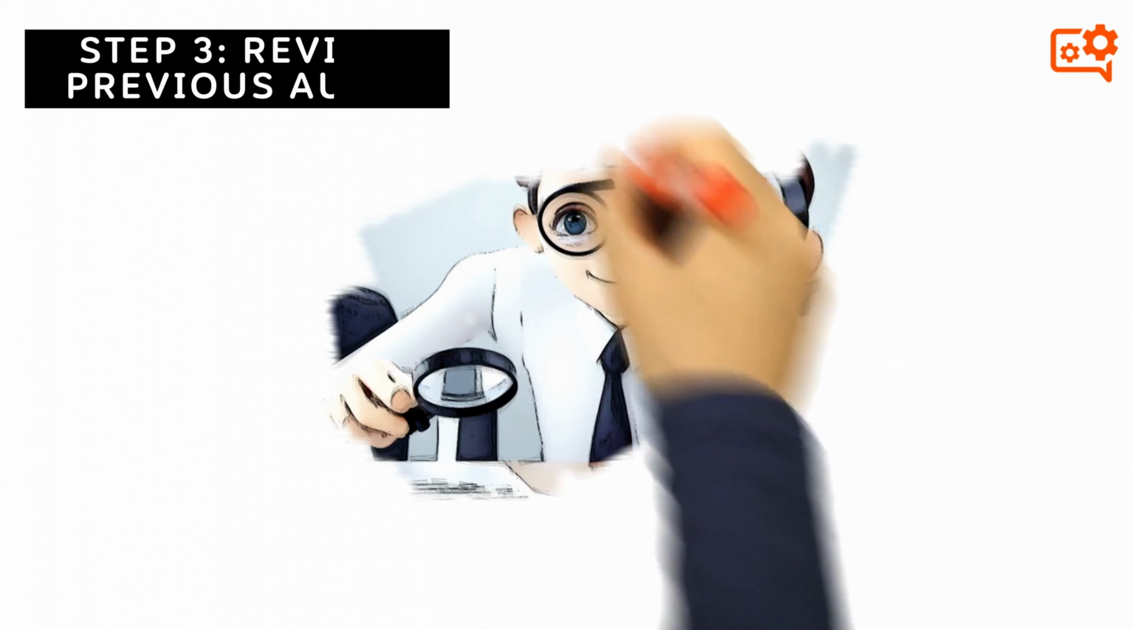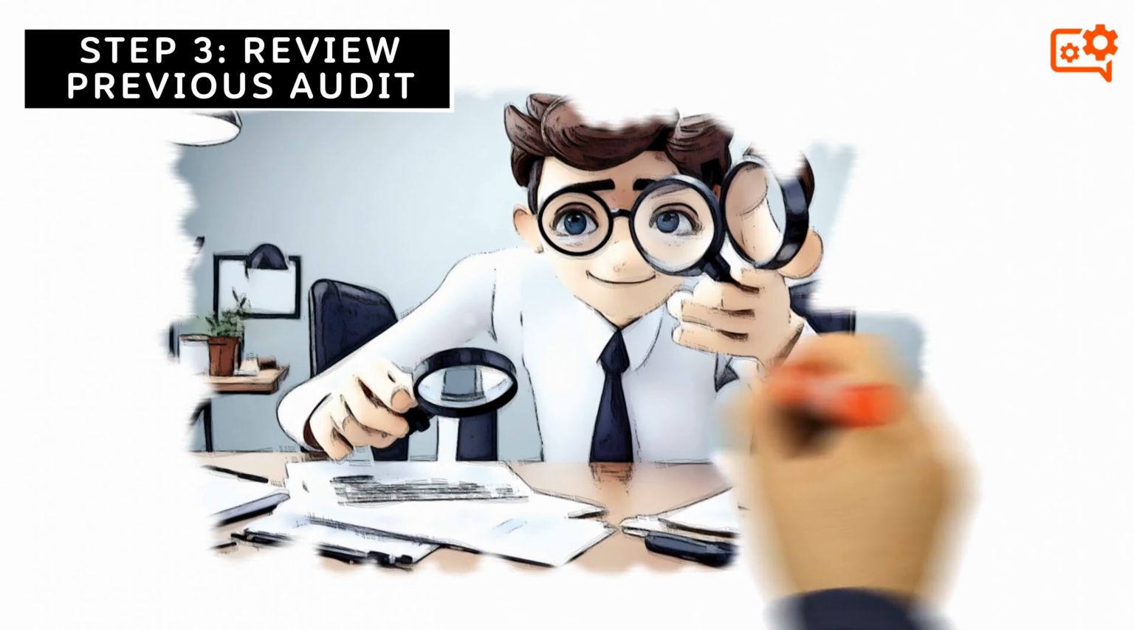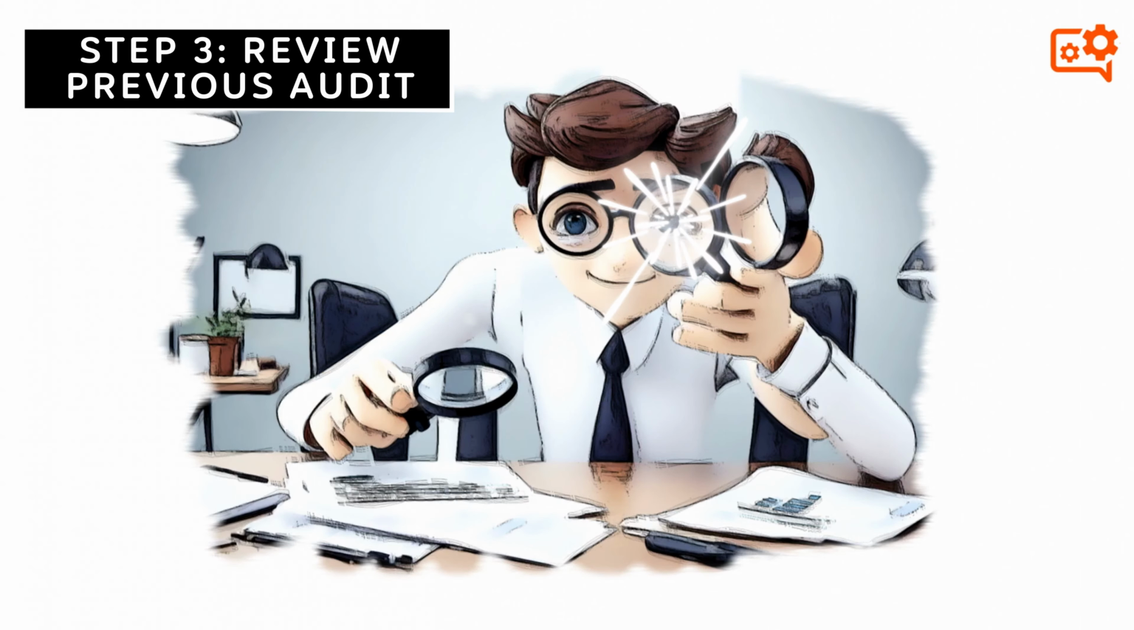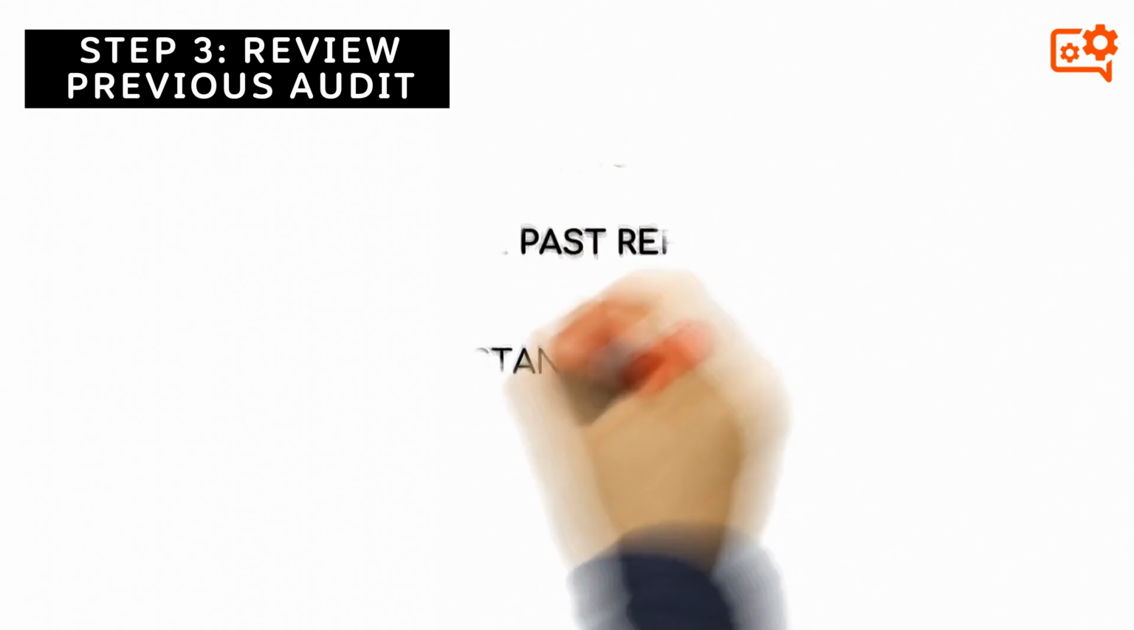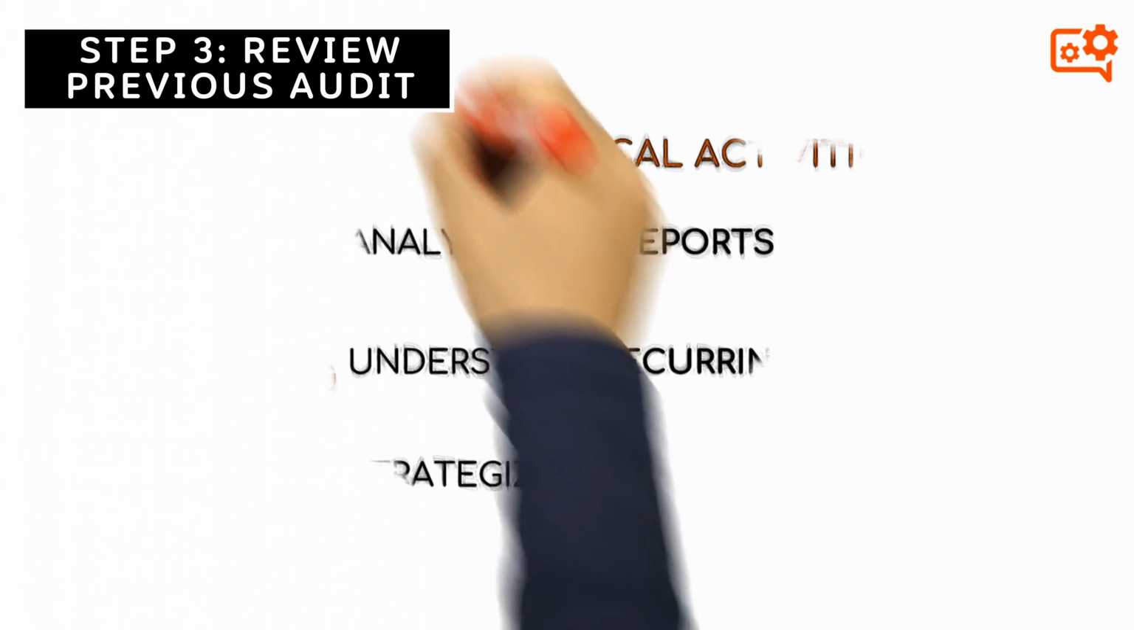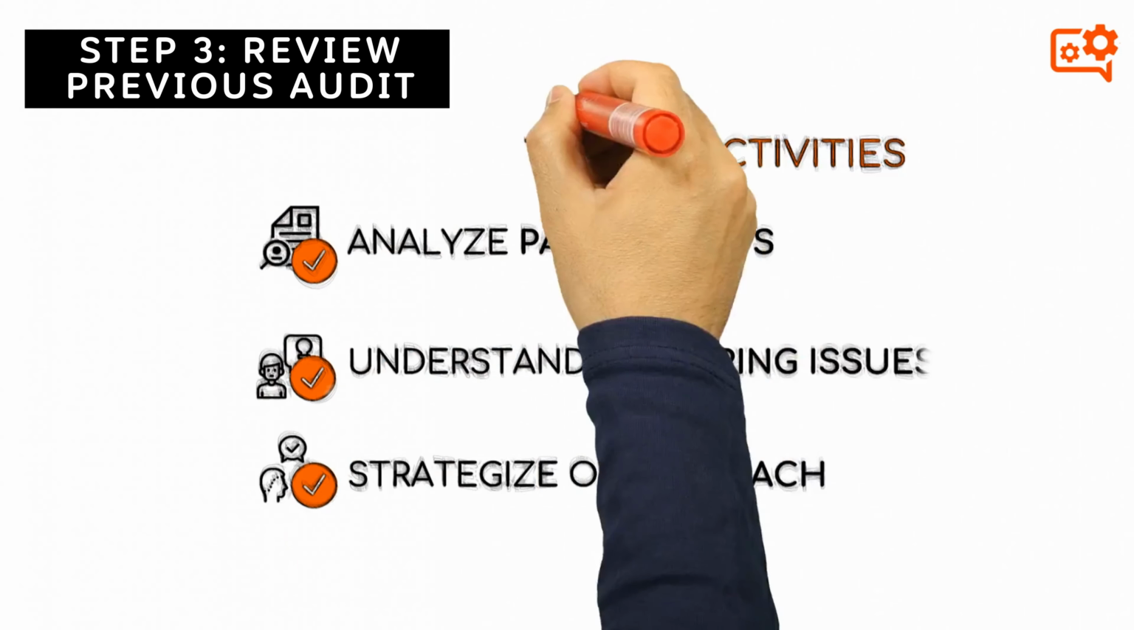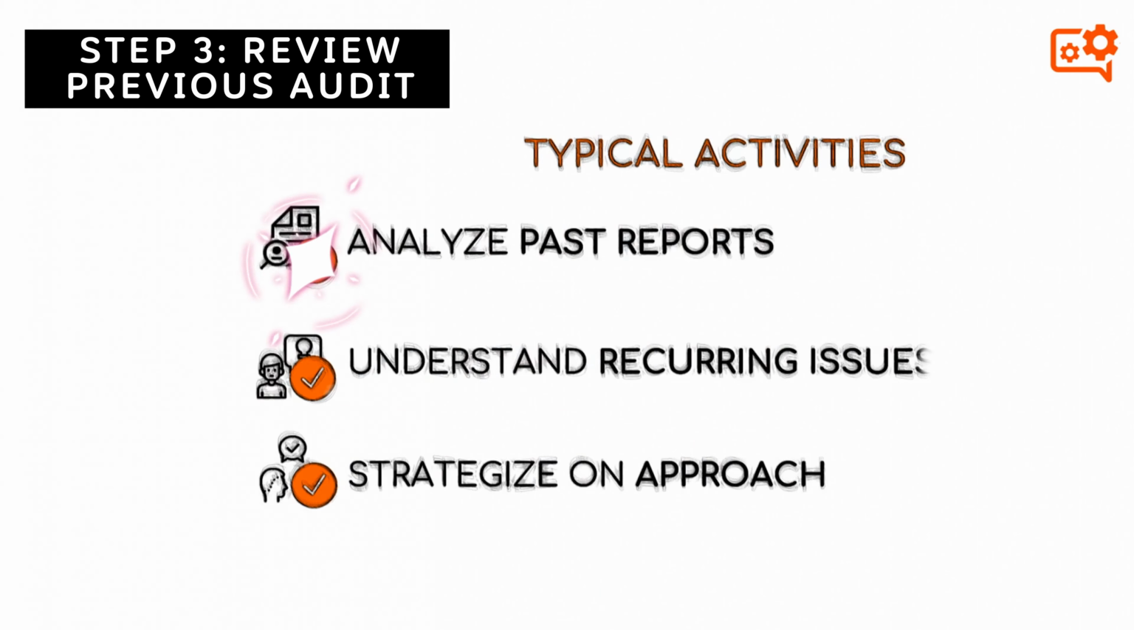Step 3. Review previous audits and findings to identify areas of improvement and build on successes. Simply, learn from the past. Typical activities. Analyze past reports, understand recurring issues, and strategize on how to address them effectively in the current audit.